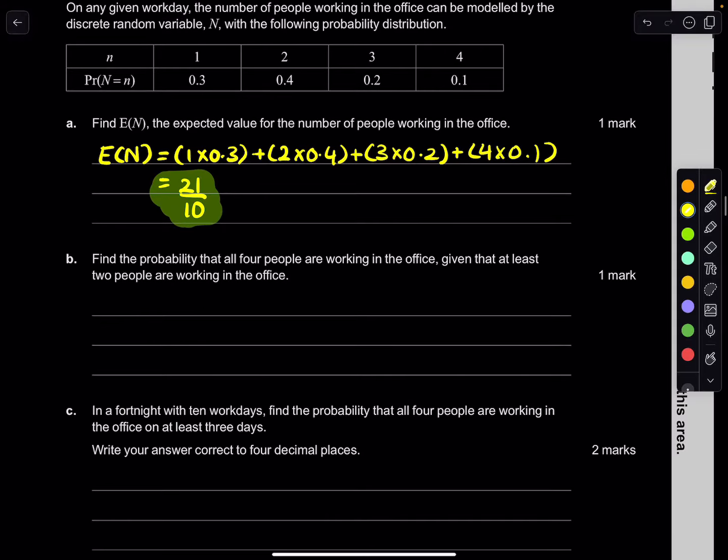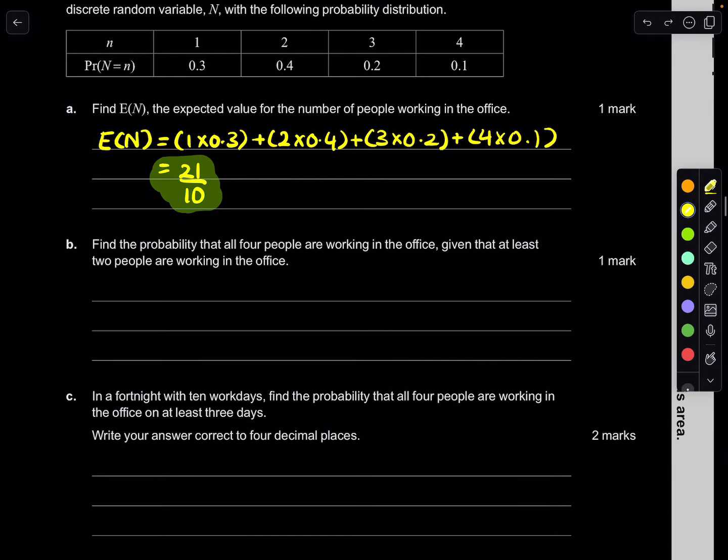Next part. Find the probability that all 4 people are working in the office, given that at least 2 people are working in the office. Easy. So let's write that down. We want to first find the probability that all 4 people are working in the office, so the probability that n equals 4, given that at least 2 people are working, so n is greater or equal to 2. Done. So that's what we want to calculate.